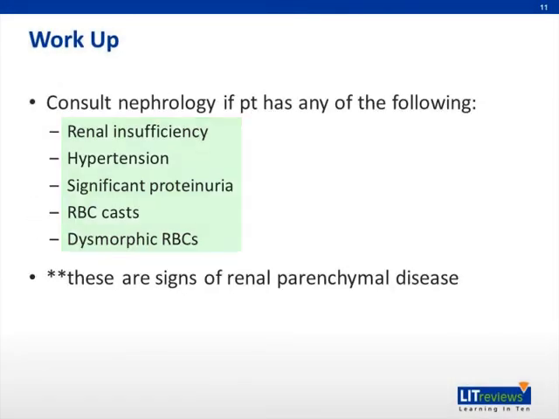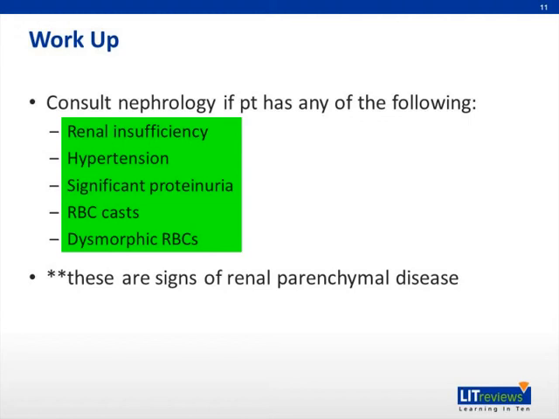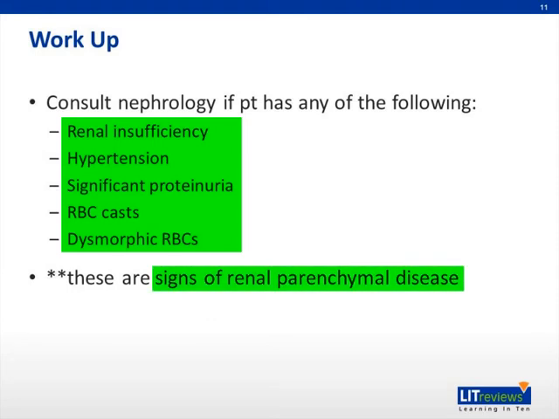Hypertension, renal insufficiency, significant proteinuria, RBC casts, or dysmorphic RBCs on urinalysis are signs of renal parenchymal disease. Nephrology should be consulted if a patient has any of these signs.